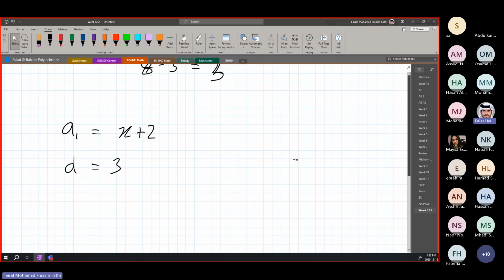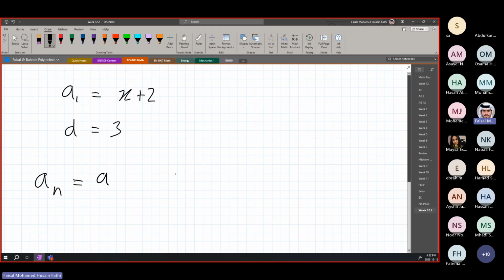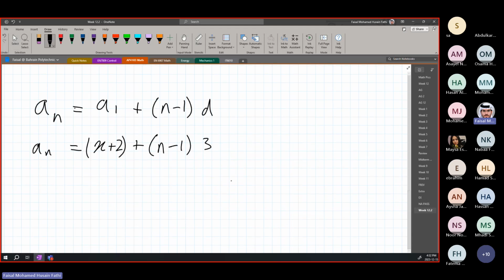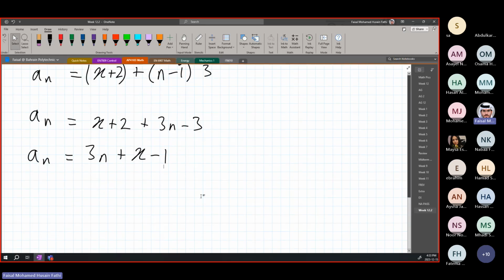Okay? We want to find our AN equation. AN is equal to A1 plus n minus 1 times d. We substitute everything. AN is equal to A1, which is x plus 2, plus n minus 1 times the common difference, in this case 3. AN is equal to x plus 2 plus 3n minus 3. I'm just distributing the 3. If I simplify this, AN is equal to 3n plus x minus 1. And that's it. Plus 2 minus 3 is minus 1. And that's it. That's your equation.